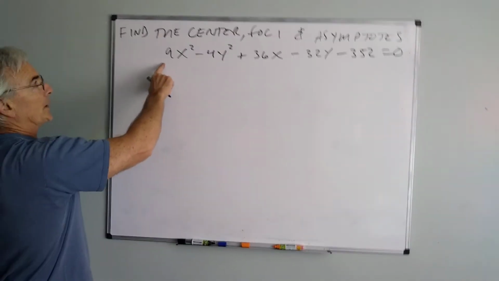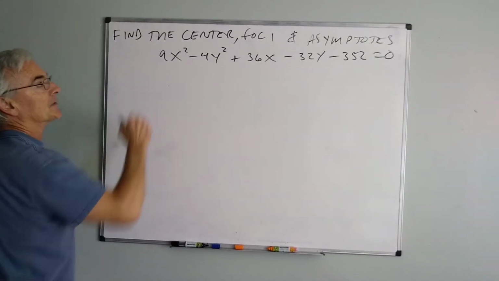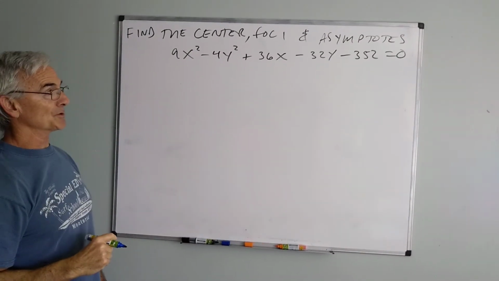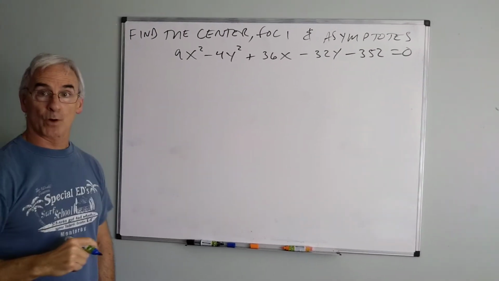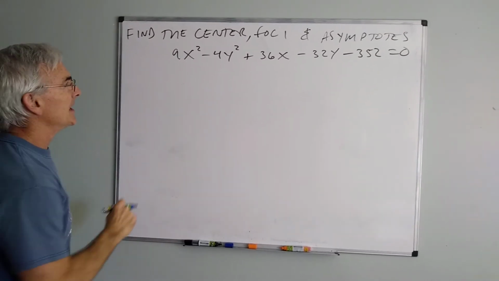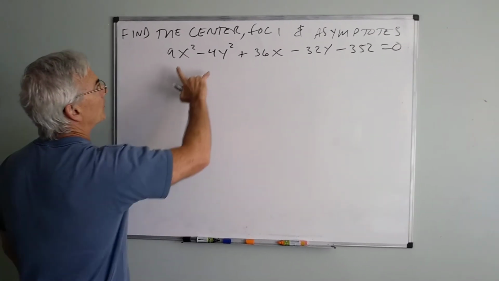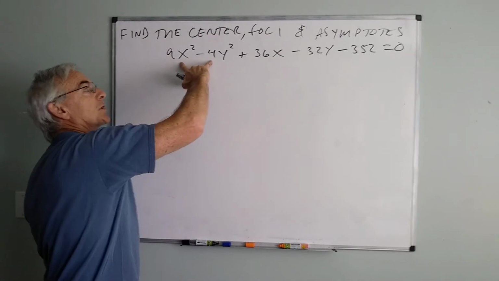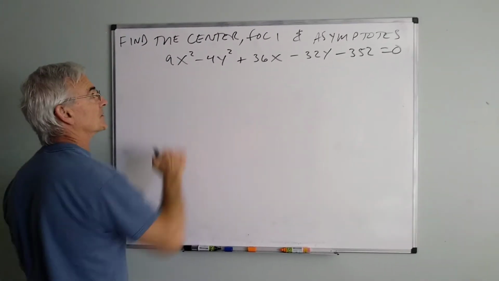Now, given the following equation of a hyperbola, I'd like to find the center, foci, and asymptotes, which means I need to write it in the completed square form similar to the ellipse. Now, one of the reasons we know this one's a hyperbola actually is because I have a difference in the squared terms, where an ellipse would have a sum between the squared terms.